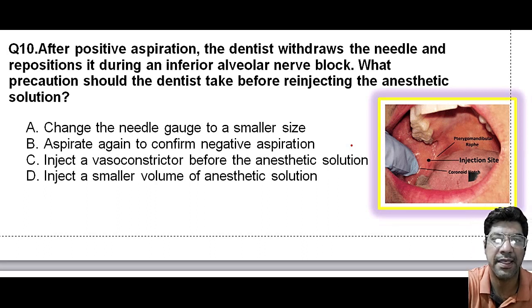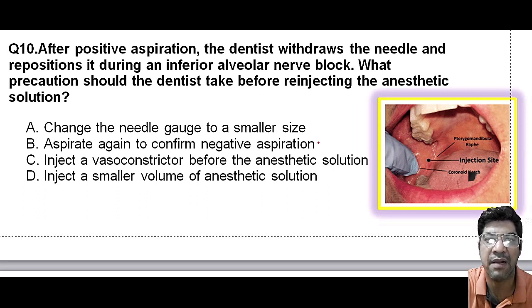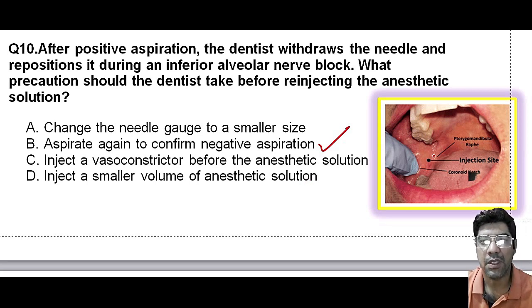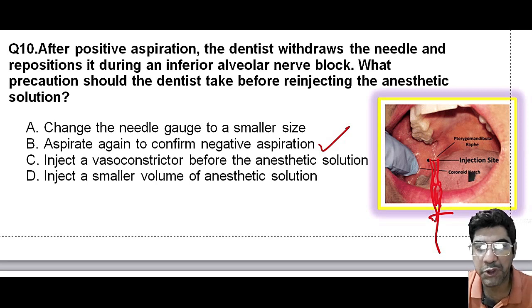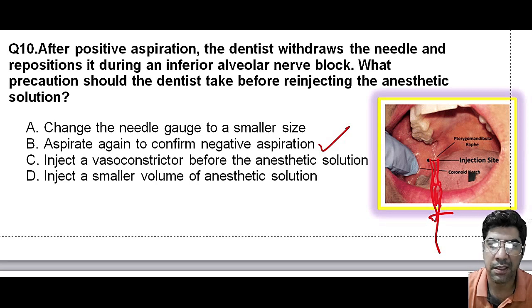After positive aspiration, the dentist withdraws the needle and repositions it during an inferior alveolar nerve block. What precautions should the dentist take before injecting the anesthetic solution? The dentist has to aspirate again to confirm negative aspiration. When a dentist withdraws the needle and repositions it during the injection procedure, it is crucially important to aspirate again to confirm negative aspiration. You have to check whether the needle is positioned within a blood vessel before re-injecting the anesthetic solution.